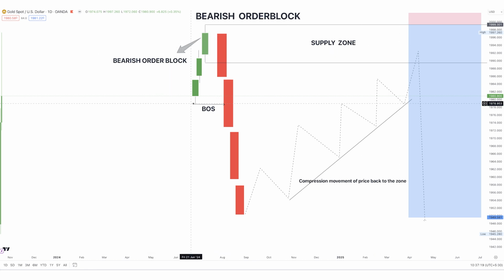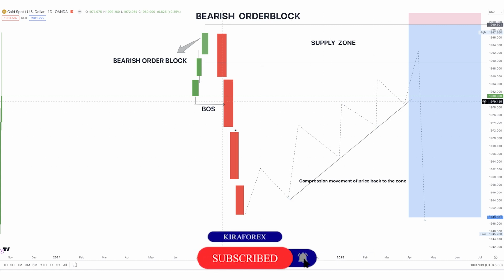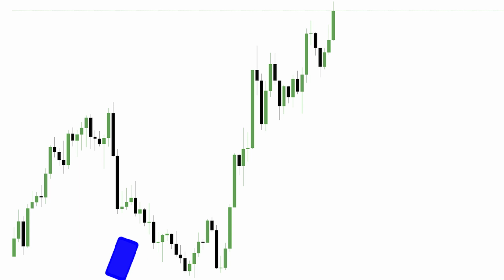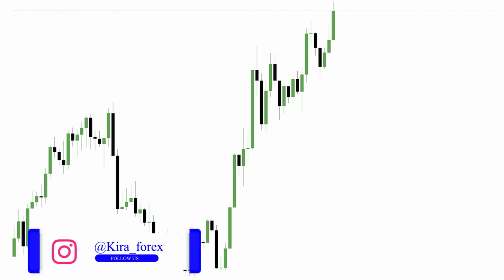So immediately if this happens, price broke a structure and then price moves back in a compression movement back into that zone, then we take our sell from this point. So that is that for the bearish order block. We are done with the bullish order block, we are done with the bearish order block. This is just a representation. So let's move to the chart and see if we can get something like this and see how price reacted in those zones. First, let's look at what a bullish order block is on a real chart.